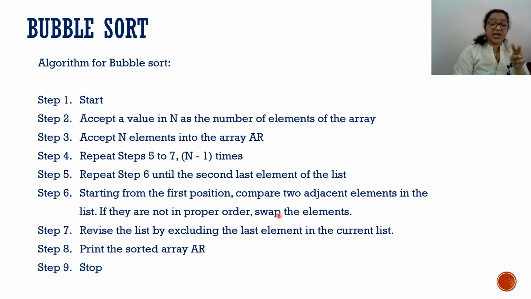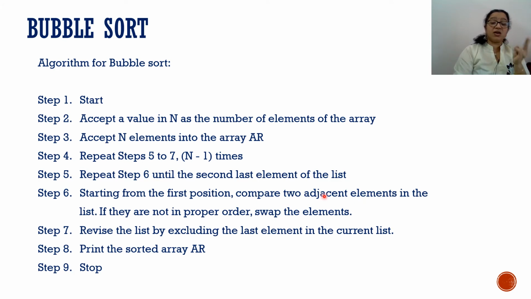We want to compare and swap it if it is not in proper order, until the second last element. Why the second last element? Because if the position is at the second last element, we are comparing the next element. We are comparing two adjacent cells. So our current position is at the second last one, and we are comparing with the last element there.